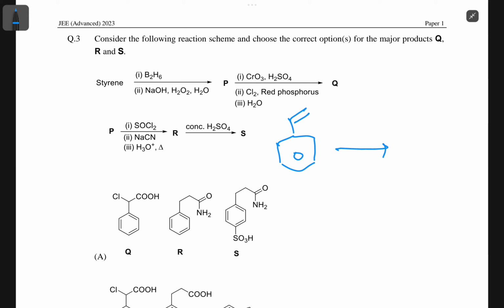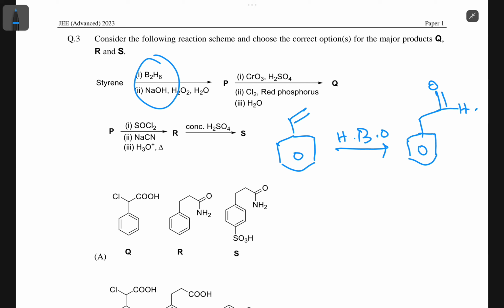Okay, styrene, we should know that it is this. Then we have B2H6, NaOH, H2O2. And you should get the feel of whenever you look at B2H6, you should know that there was something like BH3, KOH, H2O2. It's basically hydroboration oxidation, and then you would clearly have this. And then CrO3, again mild oxidizing agent, so this would become an aldehyde now.